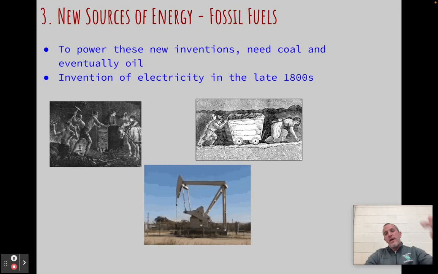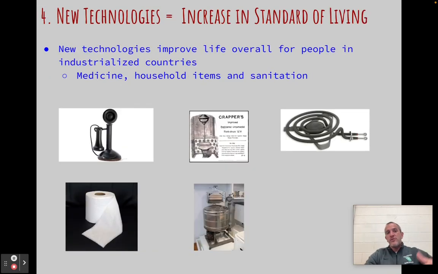So communication, we have new sources of energy, we have the factory system, and then last but not least, we have new technologies that increase what is called the standard of living. Things that aren't necessarily things you have to have, but things that are really good to make your life a whole heck of a lot easier. What we call it is standard of living. It's like a standard of what you expect. So here in the United States, you have a certain standard of what you expect in an apartment or a house or wherever you're living.